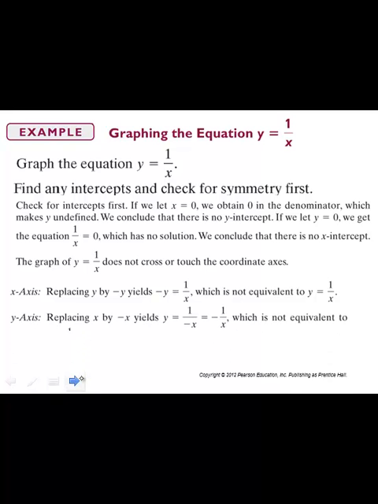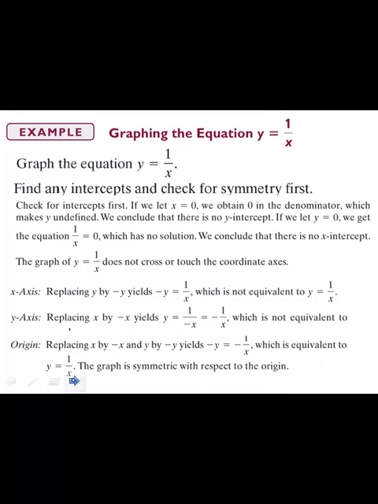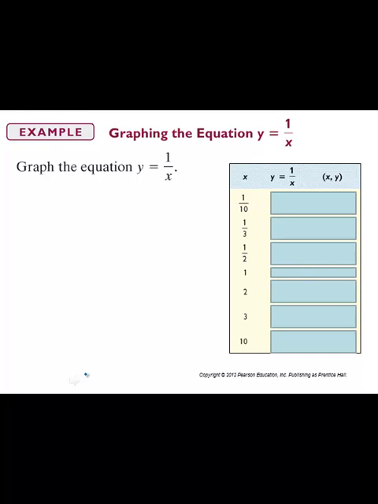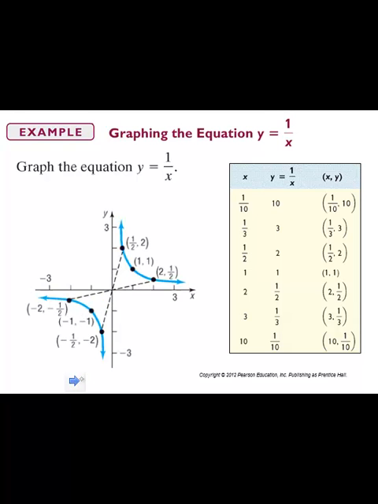Then you could plot a few points. Like, for example, you could let x be equal to some different real numbers. Find the corresponding values for y. If x is 1/10, then y equals 10. Or if y equals 10, x equals 1/10, for example. So get some different ordered pairs for x and y. So you get these points that you can plot in the first quadrant.